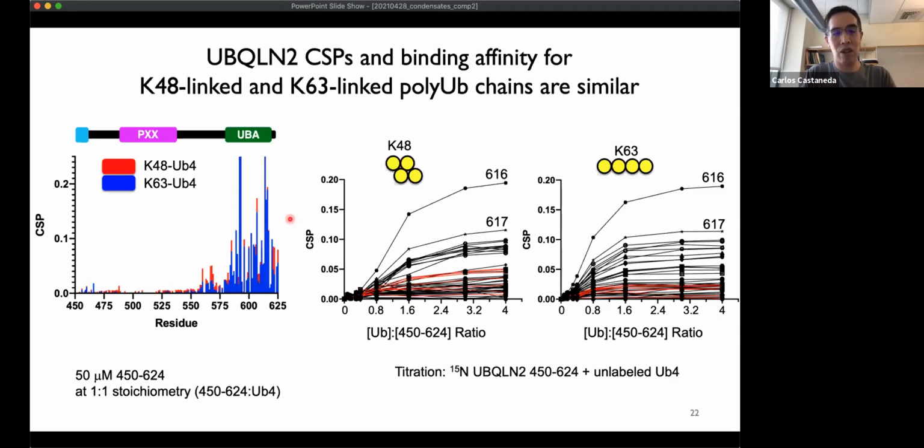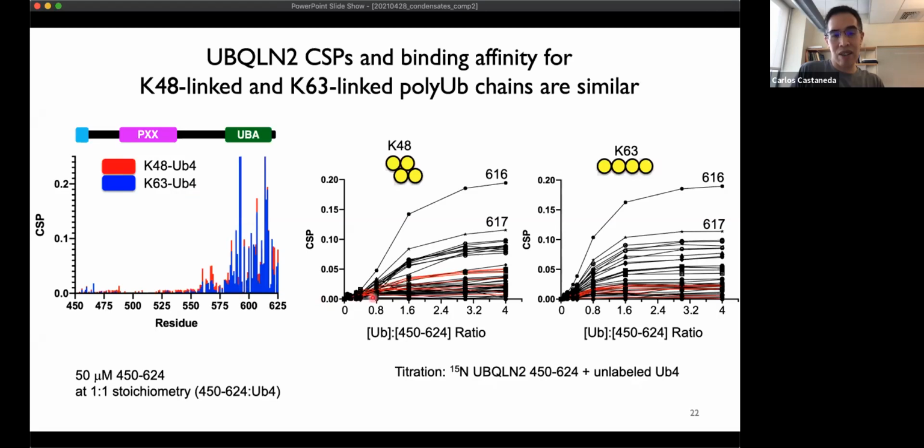The first one I'm going to show you is looking at ubiquilin. So this is looking at this 450 to 624 construct. And you can see that as we add in, right, these ubiquitin chains, the chemical shift perturbations end up being very close to each other, right? And they're very similar. So we think this means that the binding interactions are similar across these two types of chains.